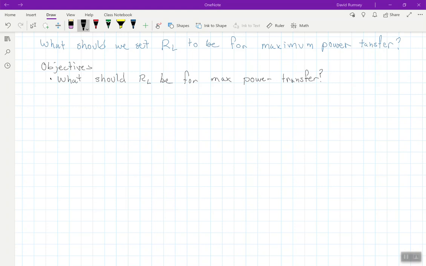Alright, so we ended the last lesson talking about what we should set RL to be for max power transfer. So that's the objective of this lesson, to discover what we should set RL for maximum power transfer. And the way we're going to approach this, we're actually going to go to an even simpler circuit here.